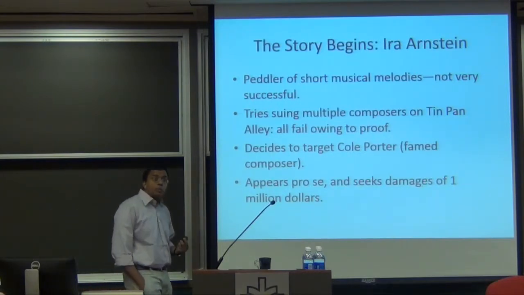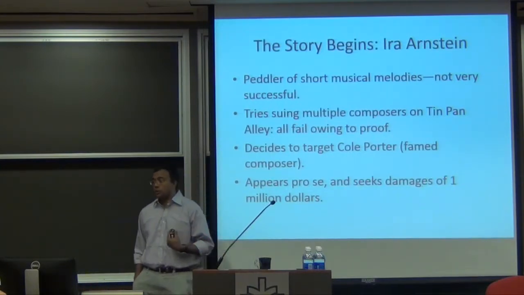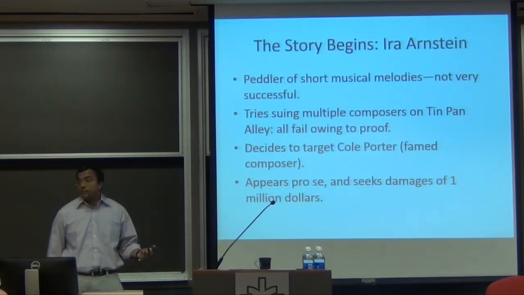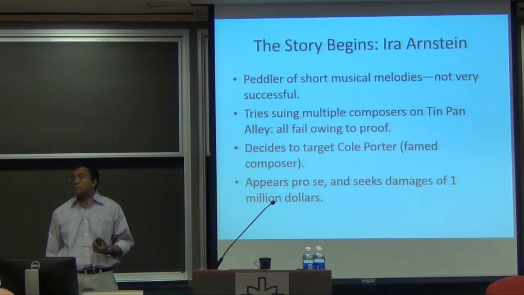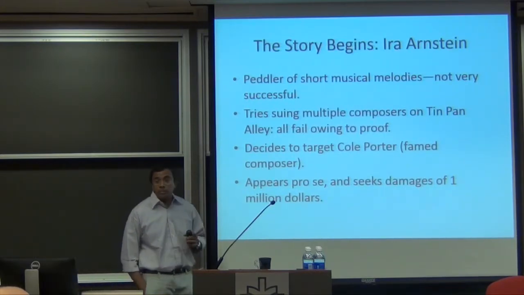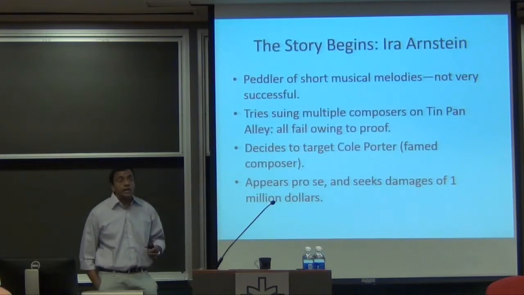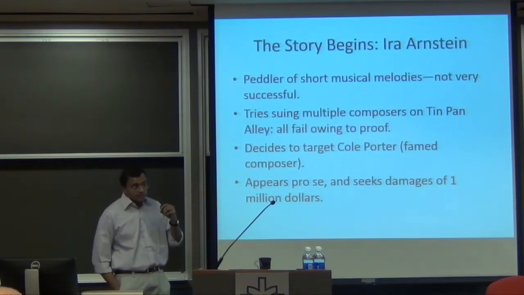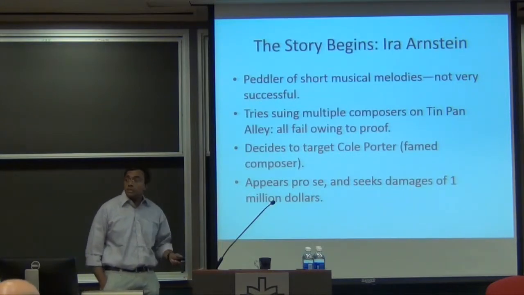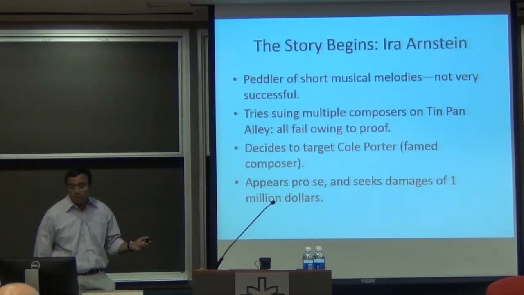And starting in the 1940s, he starts suing a whole bunch of different composers on Tin Pan Alley, claiming that they had plagiarized his work. All of his 4 prior lawsuits by the time of Arnstein versus Porter fail, because he has no proof of copying. And by 1945, he decides to target the famed composer Cole Porter. He appears pro se, which is very, very important. So he has no legal strategy that was externally dictated. The legal strategy in Arnstein was Ira Arnstein's. And he seeks damages of $1 million in his lawsuit.